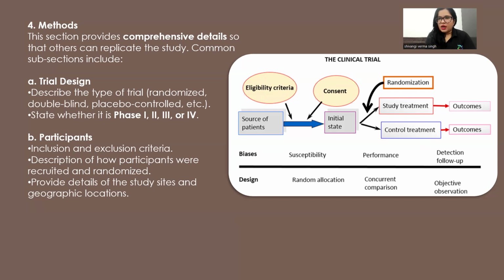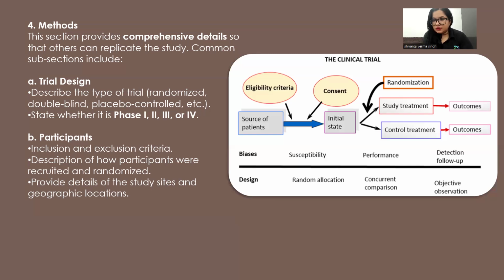a trial, you have to have a protocol, and in the protocol the trial design is mentioned. So, what type of trial is it? Randomized, double blind, single blind, placebo controlled. Which phase are you doing the study in? Phase one, phase two, phase three, phase four. As you go along these phases, the number of participants increases.